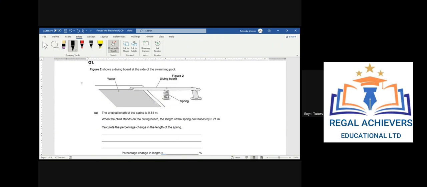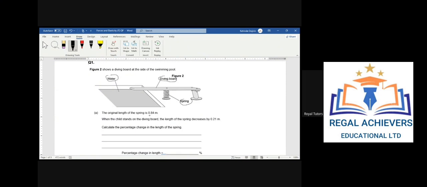All right, so this particular paper highlighted forces and elasticity. The question there says, figure 2 shows a diving board at the side of the swimming pool. You can see in figure 2, the water being highlighted. You can see the diving board being highlighted. You can see the spring being highlighted. Then it says the original length of the spring is 0.84 meters.